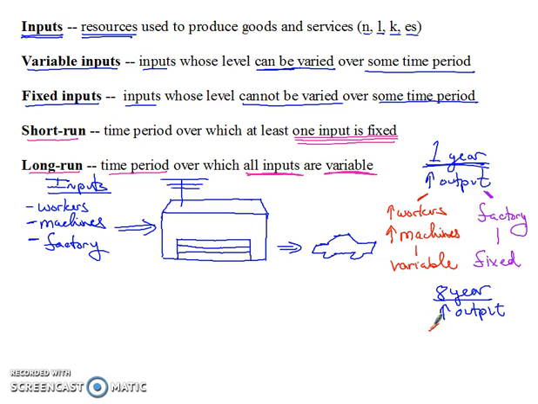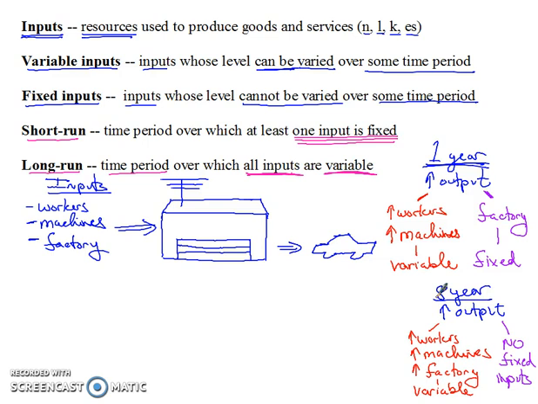If we have 8 years, we can hire more workers. We can increase the number of workers that we have. We can purchase more machines in order to increase output over an 8-year time period. And we can also increase our factories. We can build a new factory. And so all of these become variable inputs. And what would we say about fixed inputs? We would say that there are no fixed inputs over this 8-year time period.